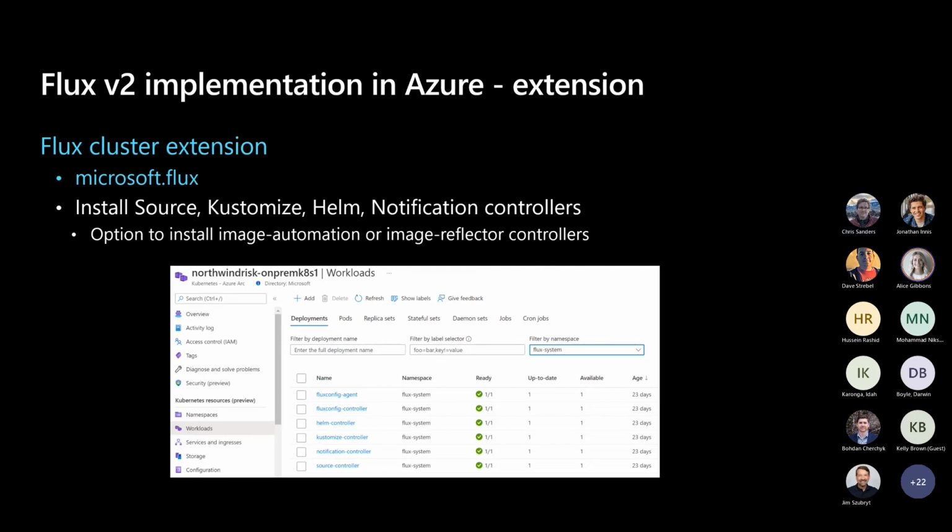In AKS, it's starting out with machine learning, Flux, and Dapr. I believe there is a roadmap for some of the other extensions also to be deployed that way. If you want to deploy right now Azure Arc enabled data services, you can Arc enable your Kubernetes, your AKS cluster, and install the data services into that AKS cluster as well. But when you install the Flux operator, you get the source, kustomize, Helm, and notification controllers. Flux v2 is a major update to Flux v1 in that it's become Kubernetes native, and it's based on controllers and CRDs.